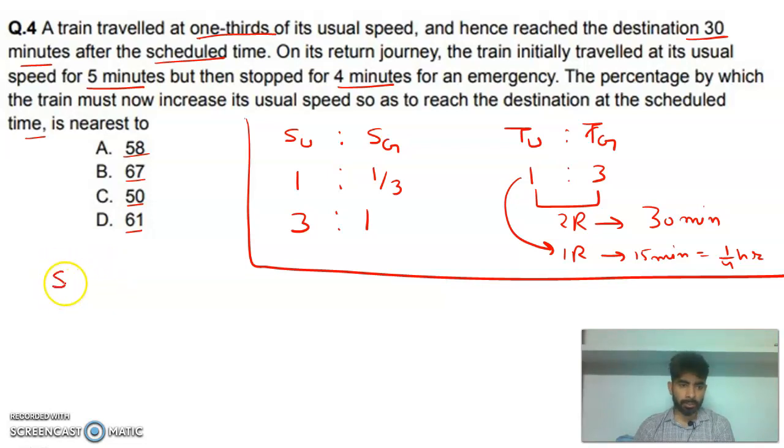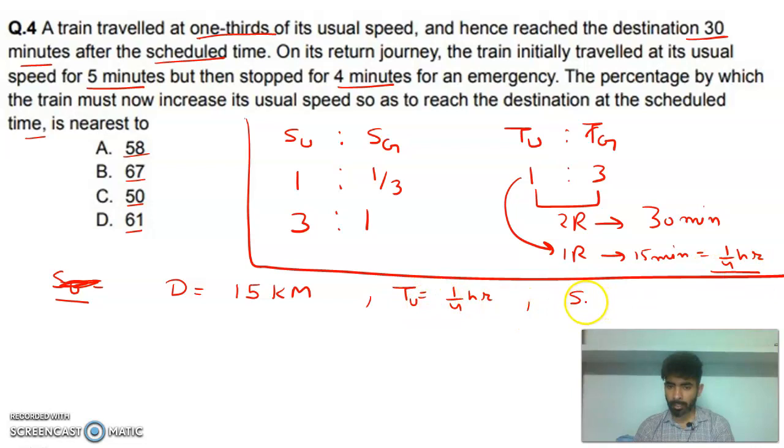Let's say I suppose my usual speed, it is up to you, you can suppose anything. What I can do, rather than supposing a value for speed, is suppose a value for my distance. Let's say my distance is 15 kilometer, for the sake of easy calculation. Now the usual time taken is 1/4 hour, it is given to me.